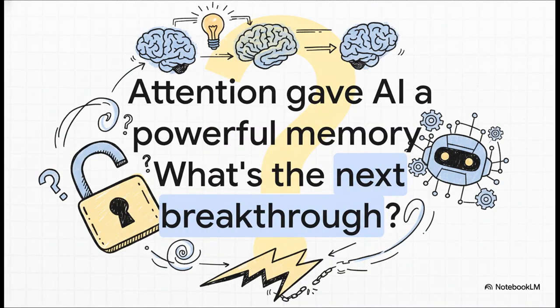So the transformer and its attention mechanism solved the memory problem. It was a monumental leap. But it leaves you wondering, doesn't it? What's the next big roadblock for AI? What is the next attention breakthrough that's going to unlock a whole new level of intelligence and change everything all over again? That is the billion-dollar question that researchers all over the world are desperately trying to answer right now.